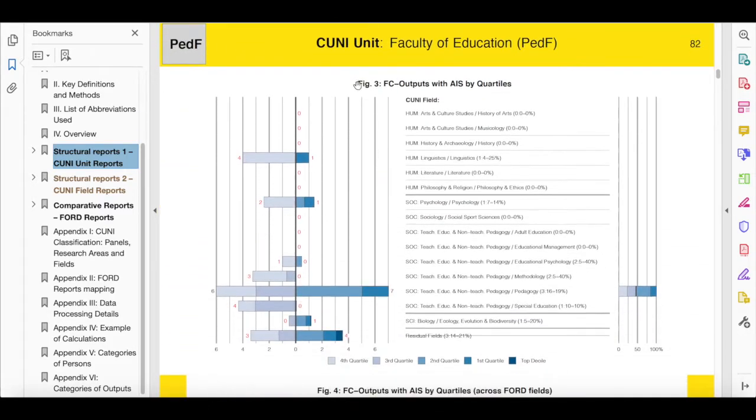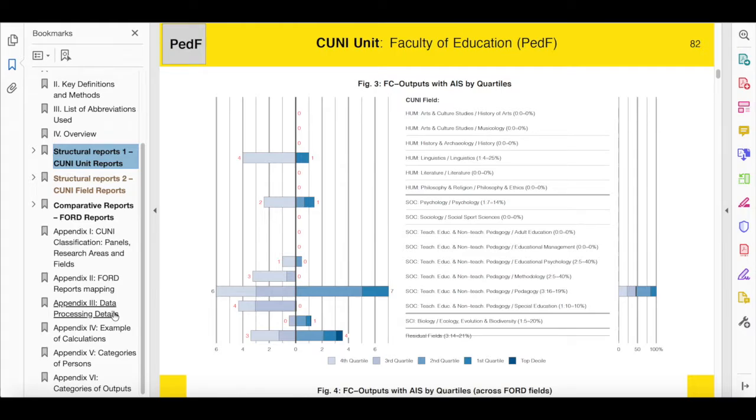Figure 3. Fractional counts of outputs with an article influence score by quartiles. This figure shows the structure of outputs, both as absolute numbers and as shares, across different quartiles of the importance of the journals, inferred from their article influence score. Journals in the top decile and top quartile of the rankings have the greatest scientific importance. For more details about the assignment of journals to importance quartiles, see Appendix 3.